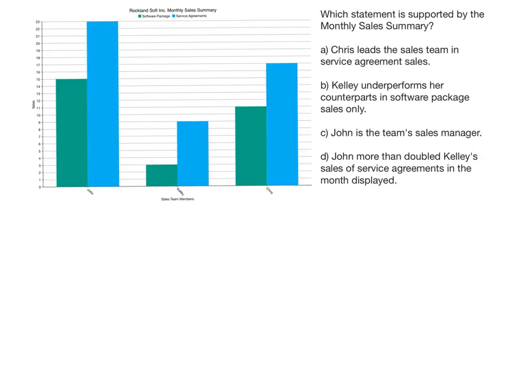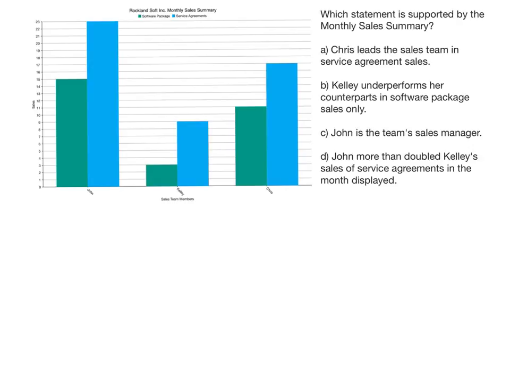So here we see Rockland Soft Incorporated's monthly sales summary. That's the company, and here's their sales summary. Over here we see the sales, the number of sales. And over here we see the sales team members: John, Kelly, and Chris. The green is software packages, so John sold 15 software packages, and blue is service agreements, and here we see our service agreements.